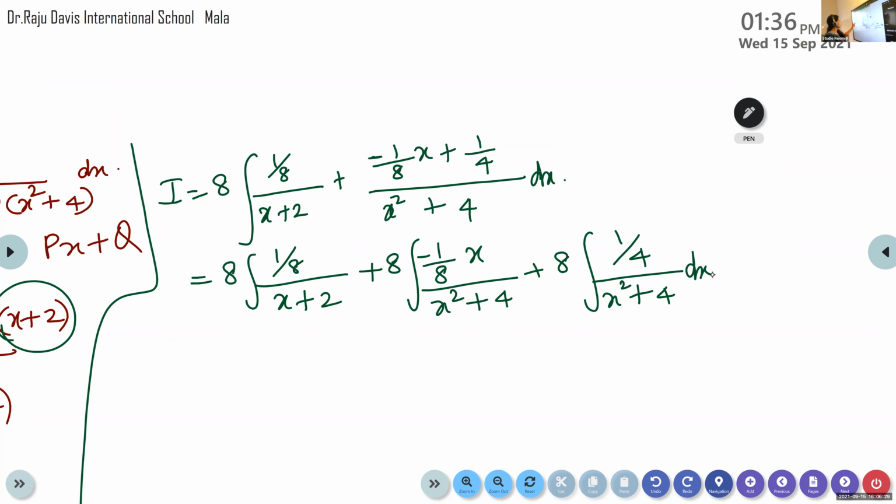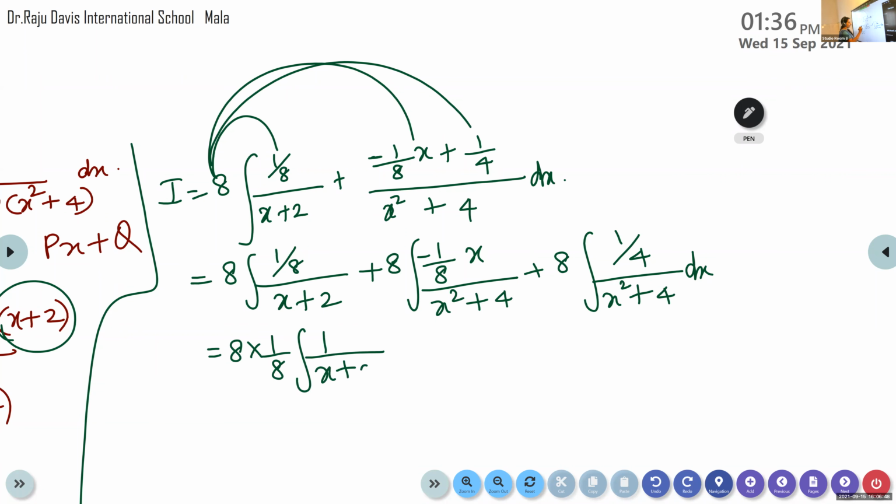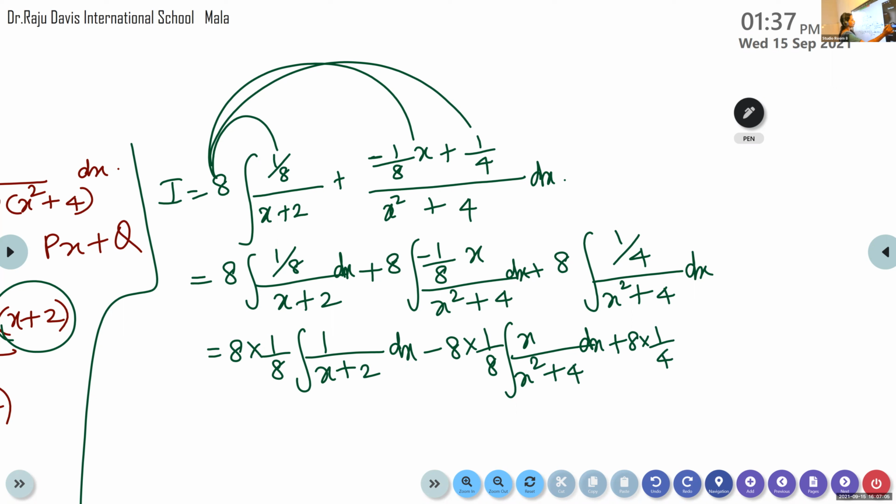Now first we take this first term, 8 into 1 by 8 by x plus 2, then 8 into minus 1 by 8 by x square plus 4, then 8 into 1 by 4 by x square plus 4. So here, 8 into 1 by 8, integral of 1 by x plus 2 into dx, whenever we write the integral symbol we have to write dx, minus 8 into 1 by 8, x by x square plus 4 into dx, plus 8 into 1 by 4, integral of 1 by x square plus 4 into dx.